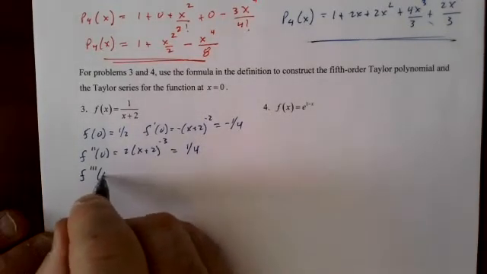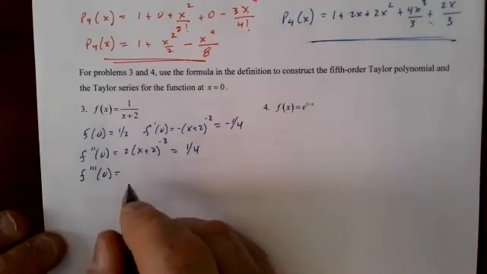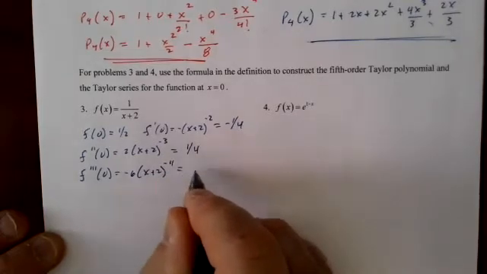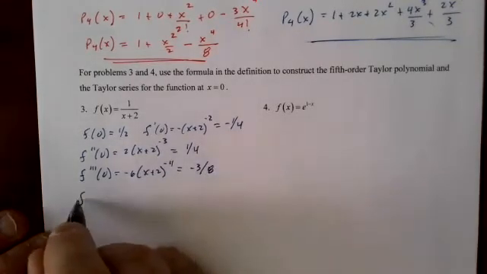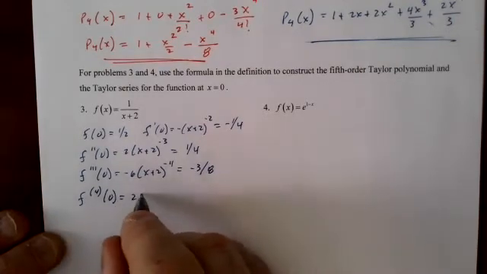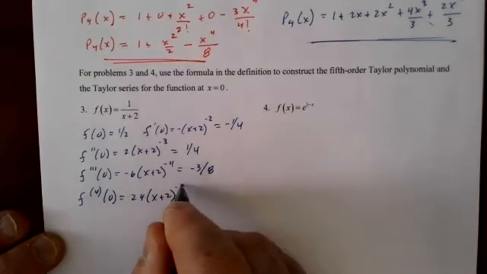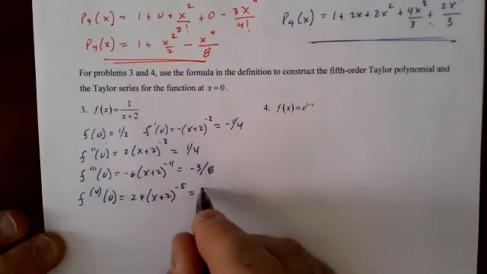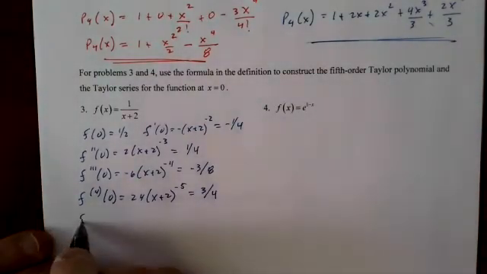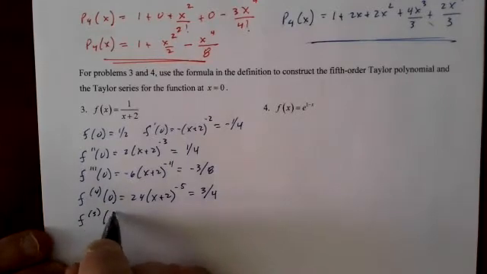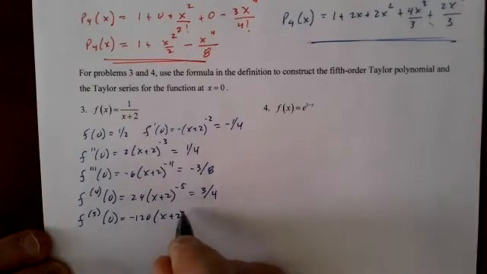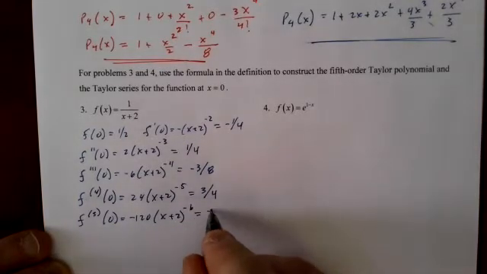F triple prime of 0 equals negative 6, x plus 2 to the negative fourth equals negative 3/8. F fourth of 0 equals 24, x plus 2 to the negative fifth equals 3/4. And one more, because why not? F of 5 of 0 equals negative 120, x plus 2 to the negative 6 equals negative 15/8.